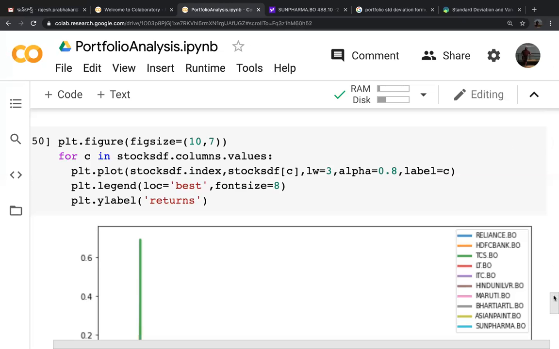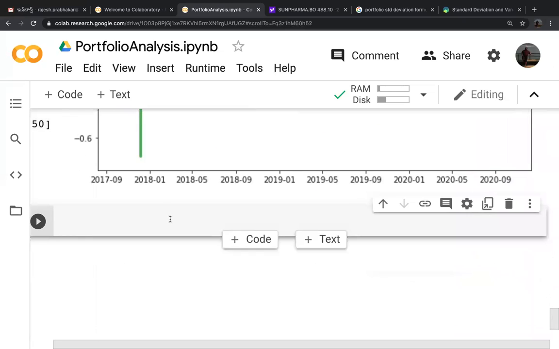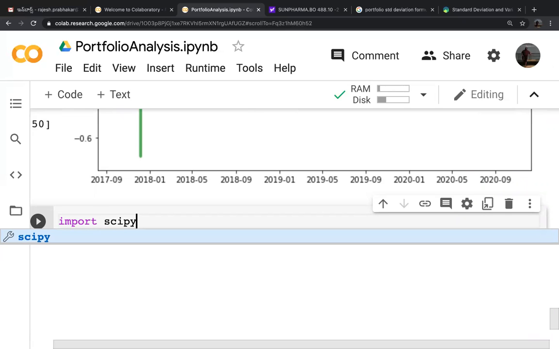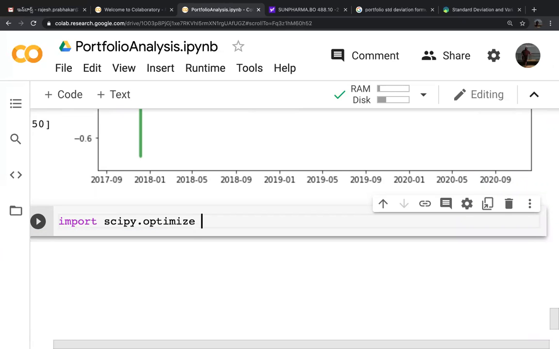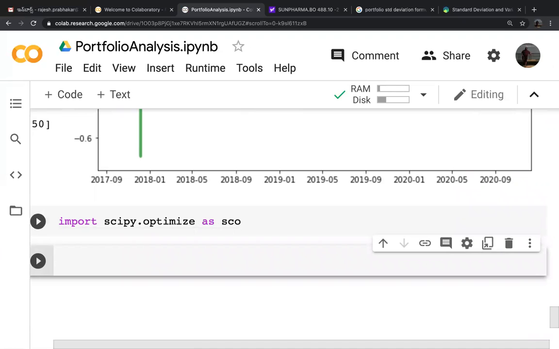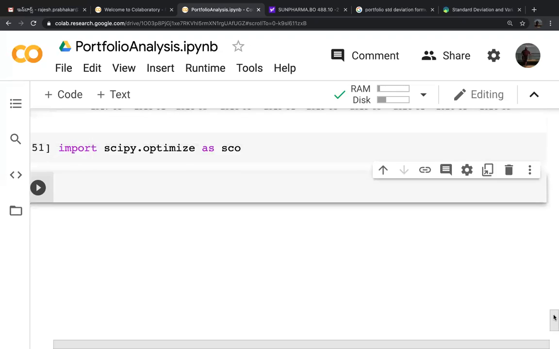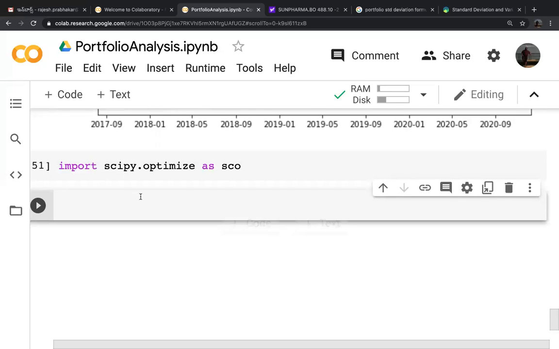Okay. Now let us start creating the optimization of the portfolio. First, let us import the function which we need: import scipy dot optimize as sco. There is an optimization function in the scipy package, which we are importing.